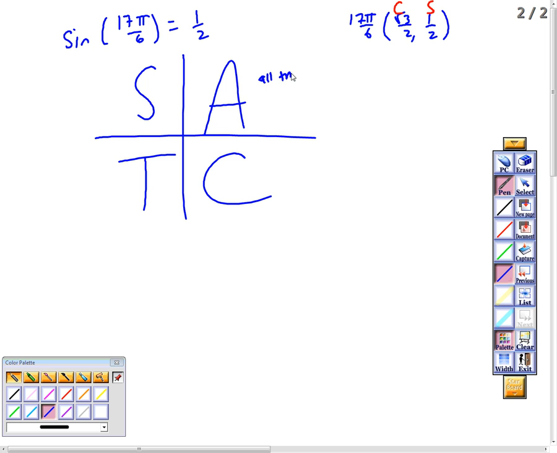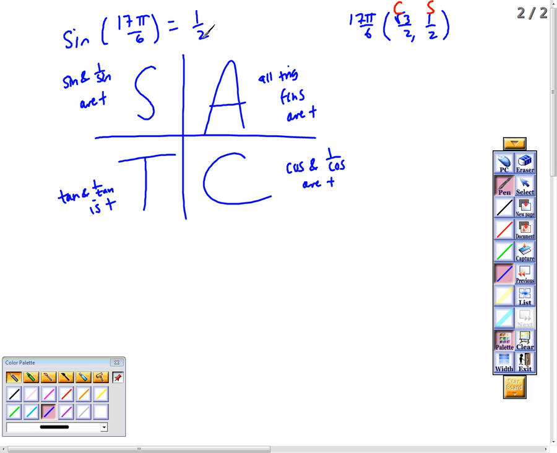All trig functions are positive here. That A stands for all. S means sine and 1 over sine are positive, because it's reciprocal, it has the same sign, right? Tangent and 1 over tangent are positive in quadrant 3. And this C means what? Cosine and 1 over cosine are positive, okay? So you're going to use this all the time.